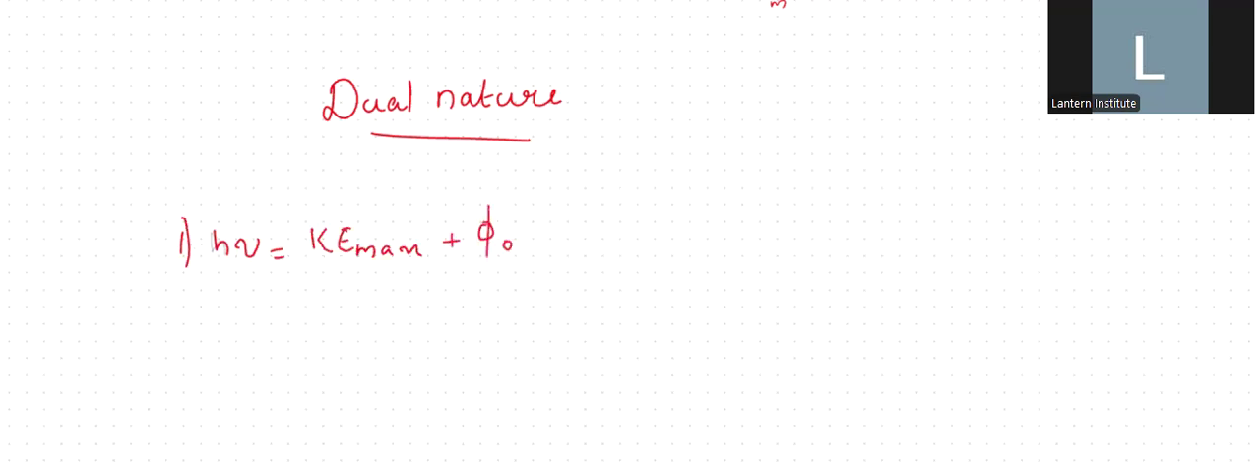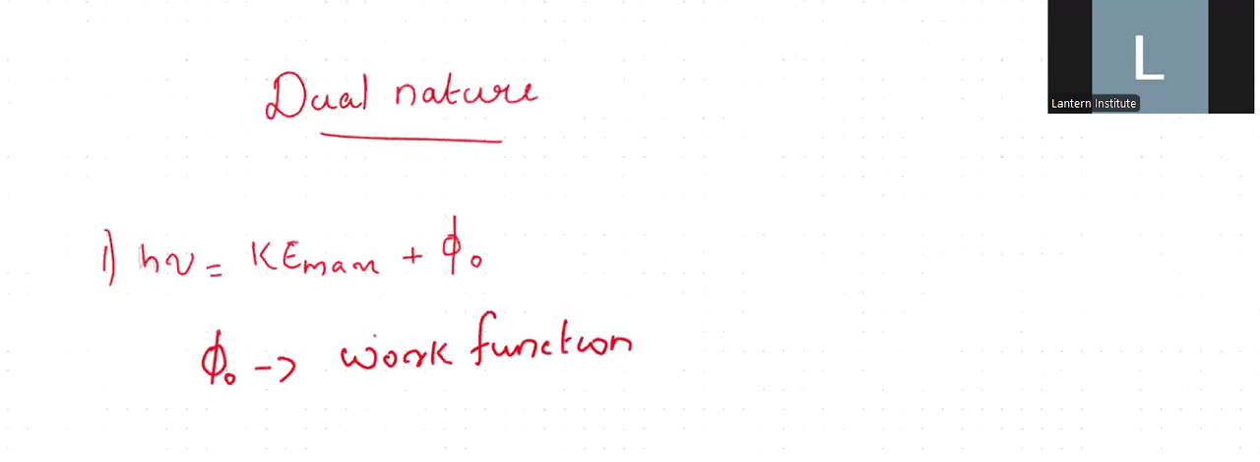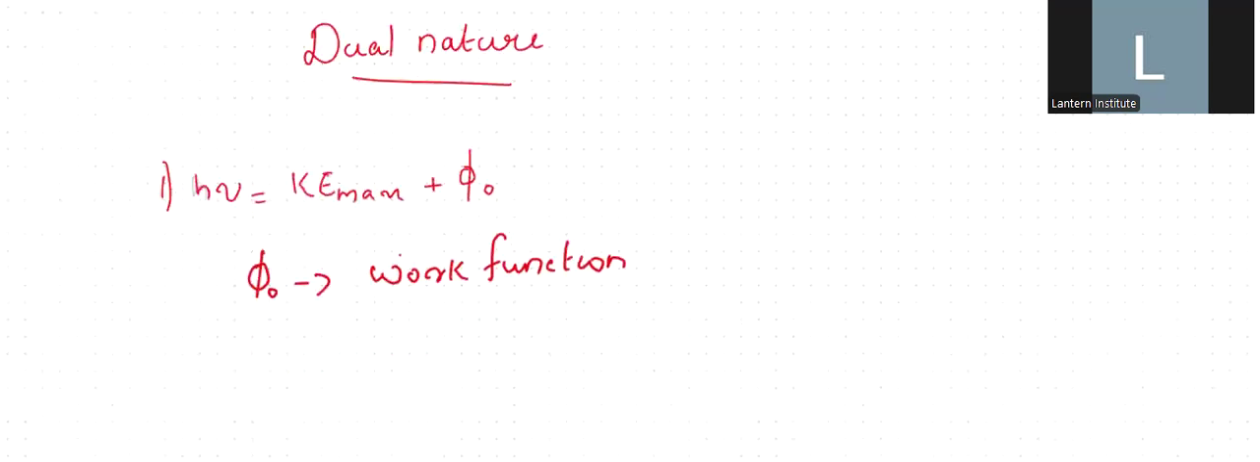Then what do we mean by this kinetic energy maximum and phi naught? Phi naught is nothing but what is called the work function. And kinetic energy maximum is the maximum kinetic energy of the electron.